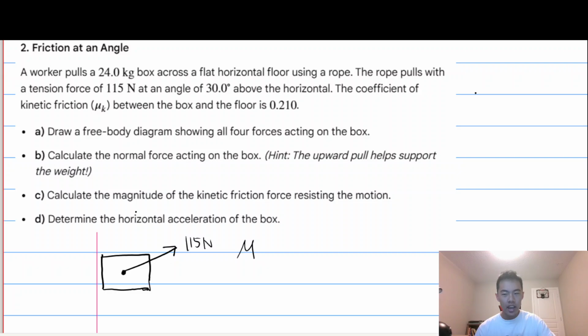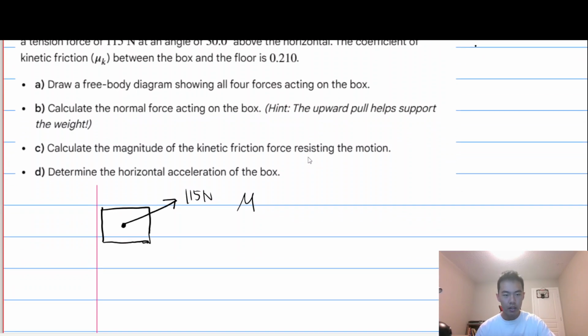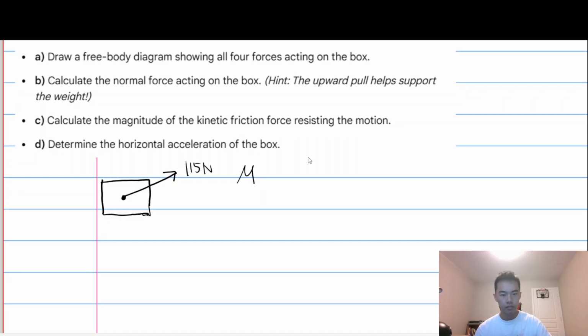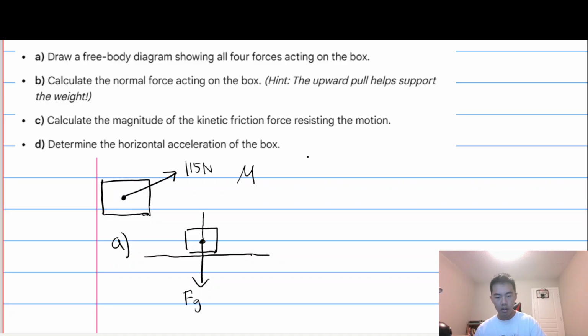So A is to draw a free body diagram. So let's do that. I kind of already did that, but I'll do it again with better drawing. And you can just draw a floor. It doesn't really matter. You can include this part in your free body diagram. And here, as usual, there is a force of gravity and a force of normal.